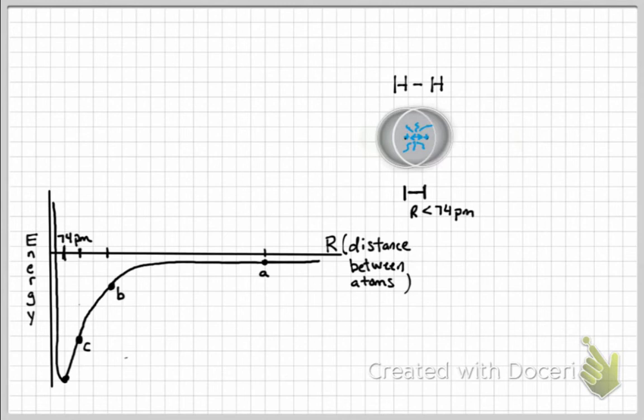However, we do have an optimum distance, 74 picometers. Go back, just look at that once more, for this hydrogen atom, and that is the bond length. And this is the formation of a bond.